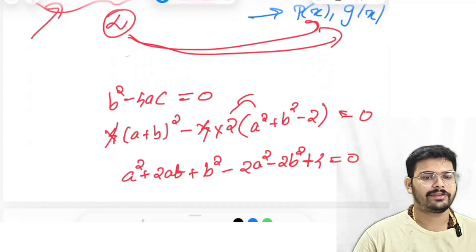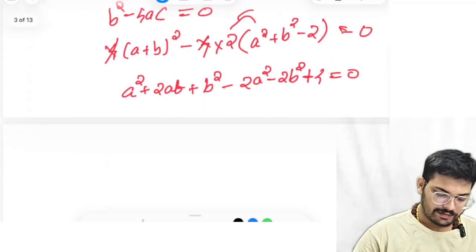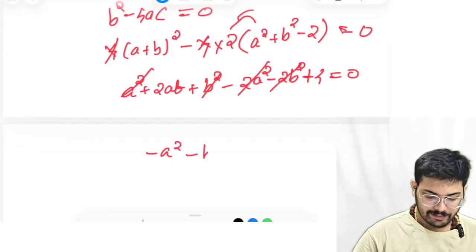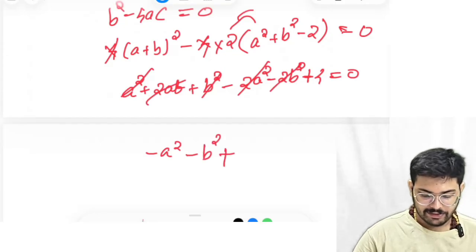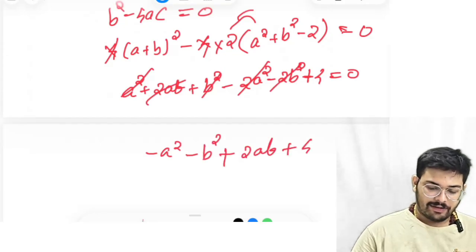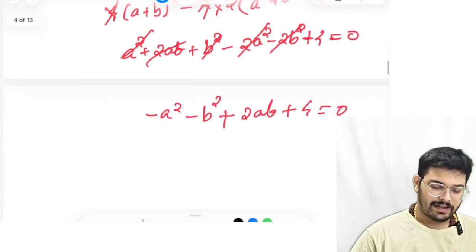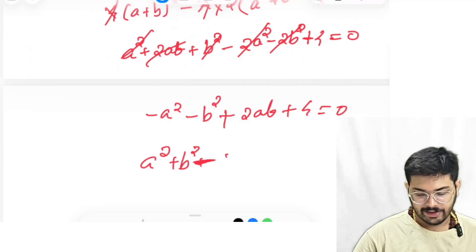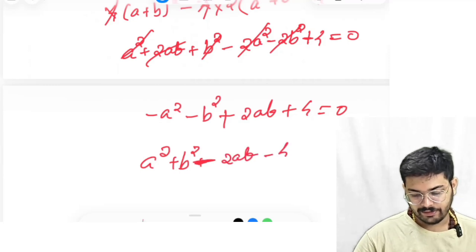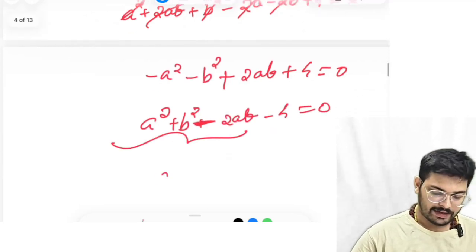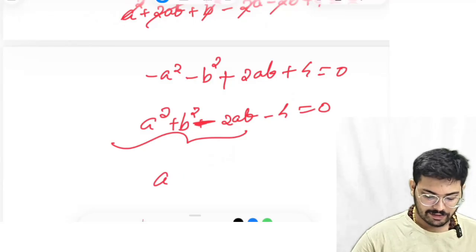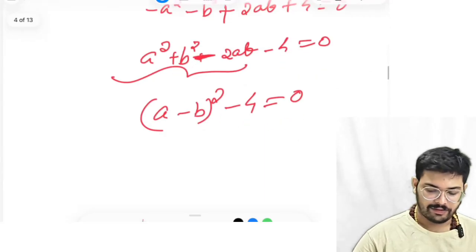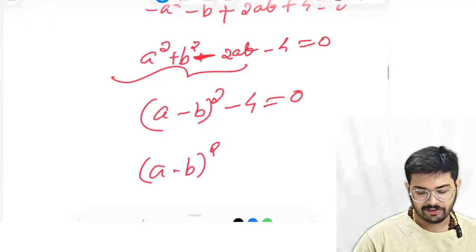We just distributed this value. Now here this will be cancelling and it will become minus a square. Similarly, this will become minus b square, and this will become plus 2ab, and it will become 4, equal to 0. We will be multiplying this equation throughout with a negative sign. So this will become a square plus b square minus 2ab minus 4 equal to 0. This can be written as a minus b the whole square minus 4 equal to 0. That is a minus b the whole square equal to 4.